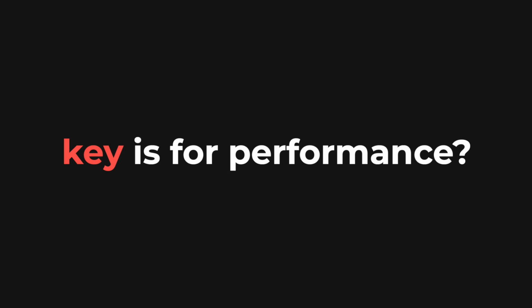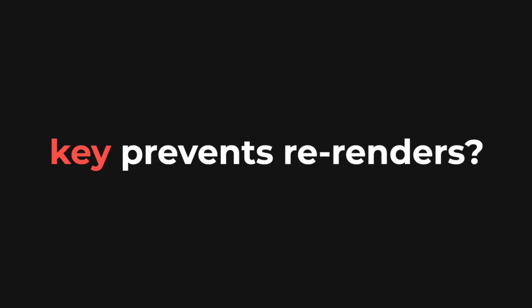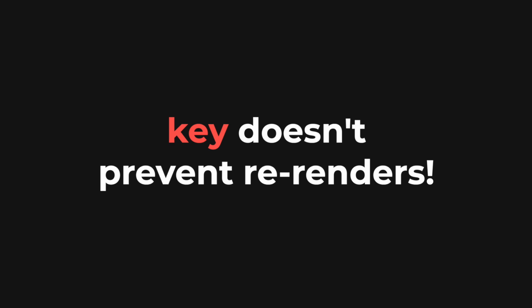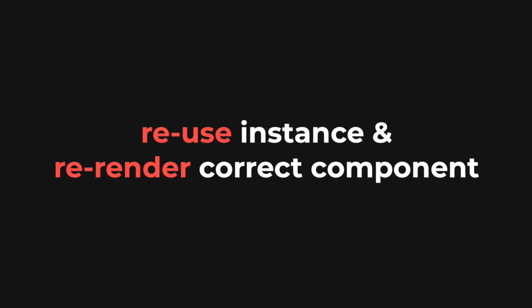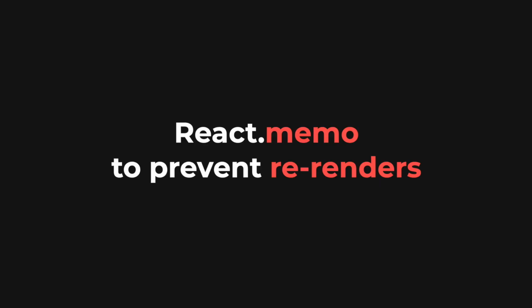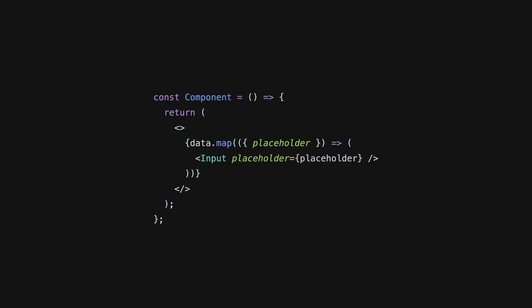One of the most common misconceptions about the key and lists is that key is needed there for performance reasons. That adding key prevents array items from re-rendering. But as you just saw, key is not there to prevent re-renders. It just helps React to identify items in the array between re-renders, so that React can reuse the correct instance and re-render the correct component. If we want to prevent re-renders, we need to wrap those inputs in React.memo, same as with any component.